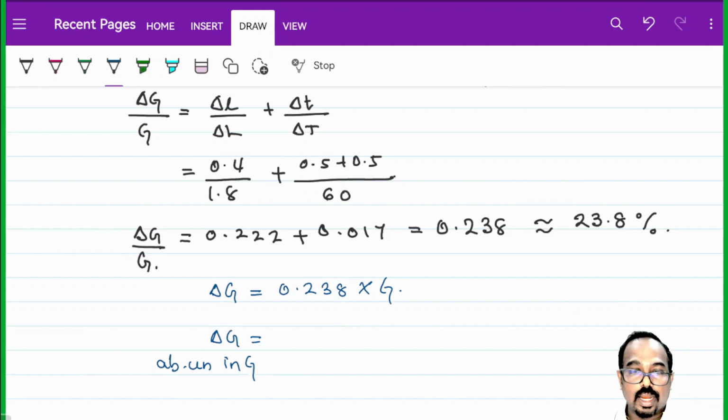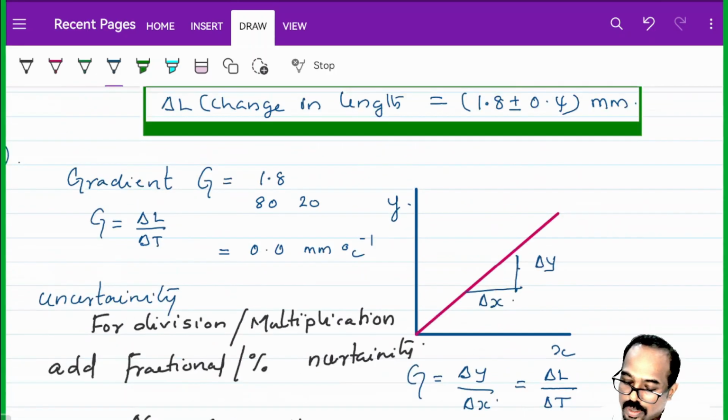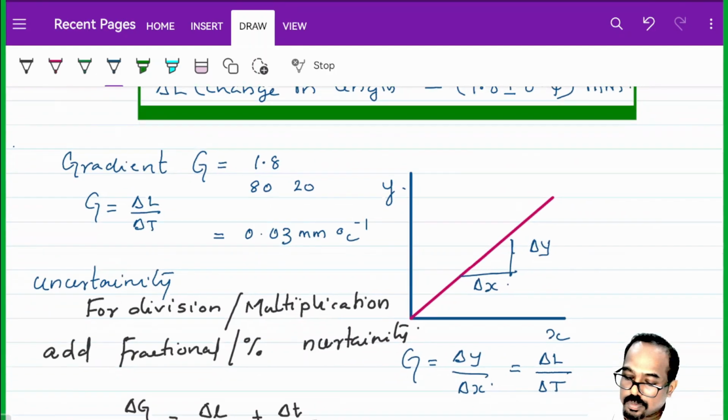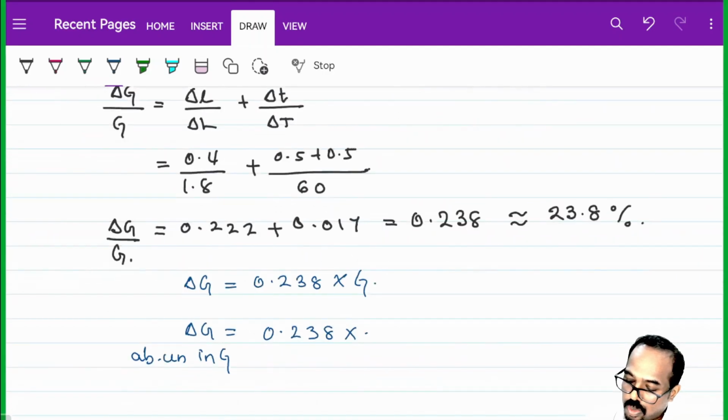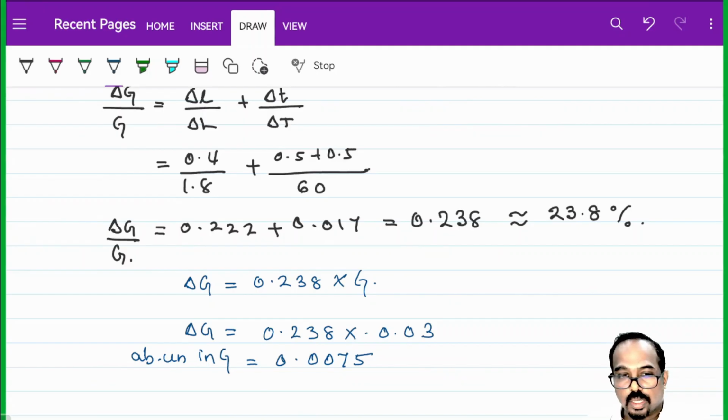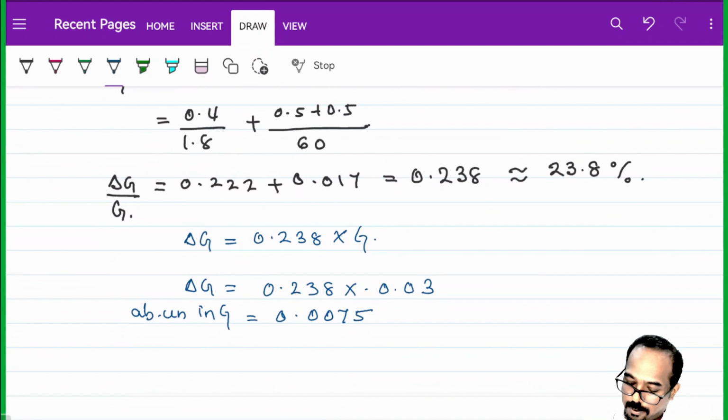Gradient calculation. Okay, gradient is not measured, it is calculated using the measured values. So the absolute uncertainty in G will be 0.238 multiplied by, what was the G value we calculated? It was 0.03, okay, 0.03. When you put these values in the calculator, you will get 0.0075.